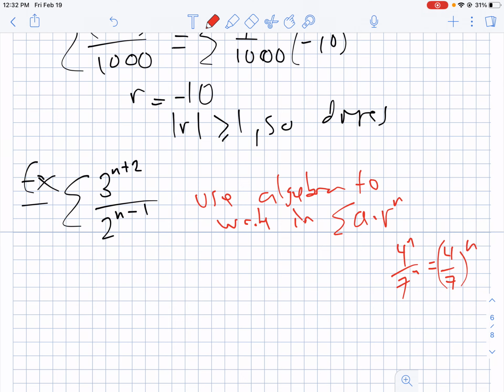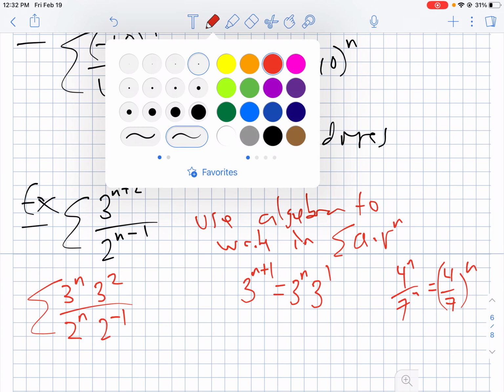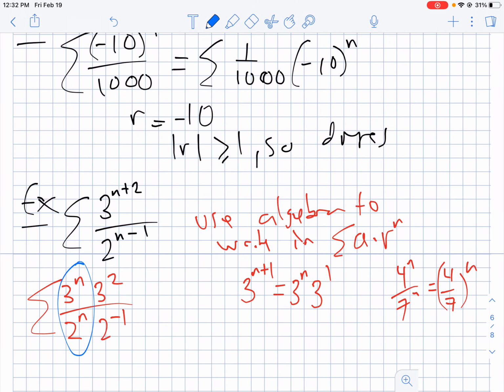That's what we're going to do. The other thing is that if we have 3 to the n plus 1, that's the same as 3 to the n times 3 to the first power. So that's the trick I'm going to use on this. I'm going to rewrite this as the series of 3 to the n times 3 squared over 2 to the n times 2 to the minus 1. Because what I can then do is combine these two terms right here.